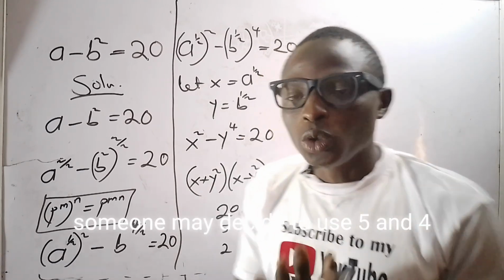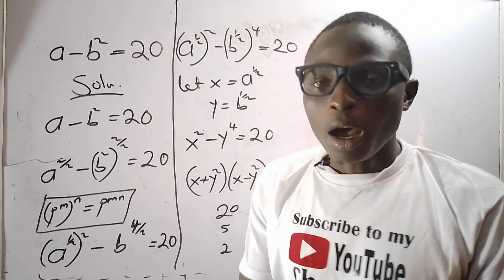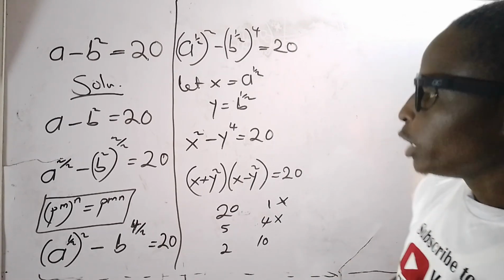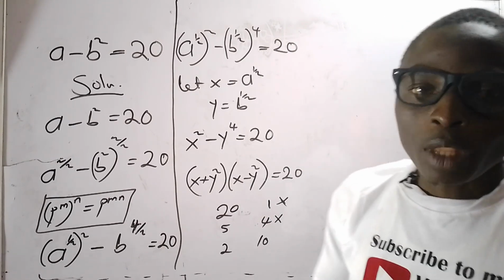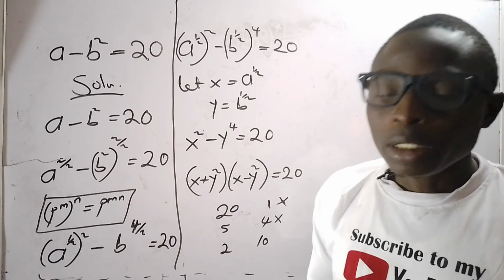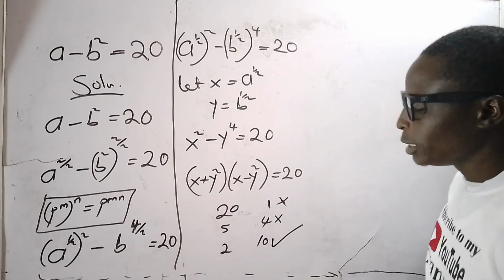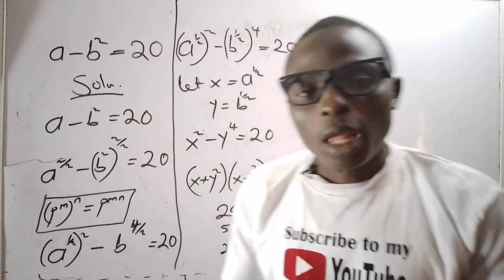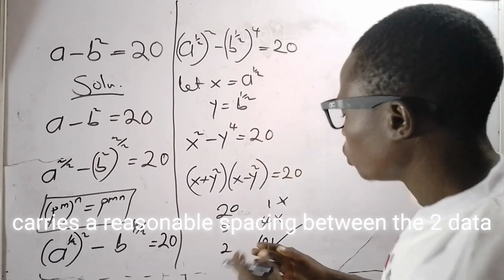Someone may decide to use 5 and 4, and another person may decide to use 20 and 1, in order to check. It is possible that you may arrive at the same answer provided you follow the necessary steps, but I prefer to use 2 and 10 because 2 and 10 carry a reasonable spacing between the two.